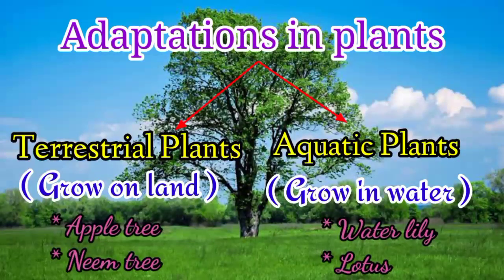Based on their habitats, plants can be classified as terrestrial plants and aquatic plants. What are terrestrial plants? Plants that grow on land are called terrestrial plants. For example, apple tree and neem tree. What are aquatic plants? Plants that grow in water are known as aquatic plants. For example, water lily and lotus.